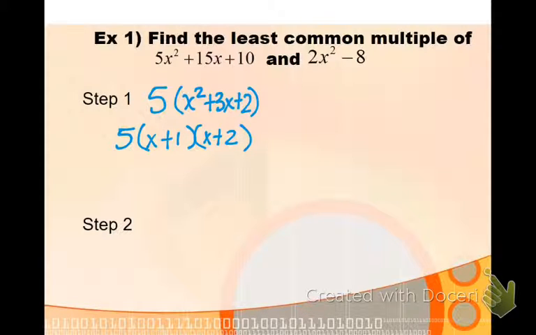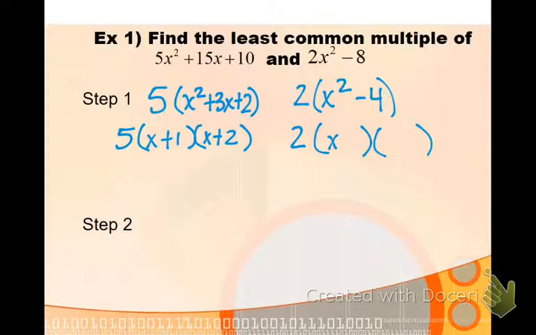All right, the other expression, when we start to factor, we first factor out a GCF, which is 2. What's left? Minus 4, good. And then we can keep our GCF, but factor the difference of two squares. X plus 2, x minus 2. Good. X plus 2, x minus 2.